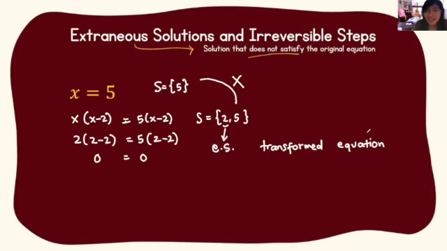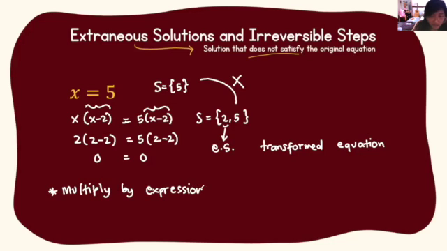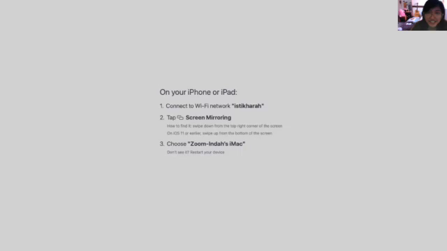Now, why does it happen? Because you multiplied by an expression that can equal 0. So, whenever you multiply an equation by an expression which can equal 0, this will produce extraneous solutions.